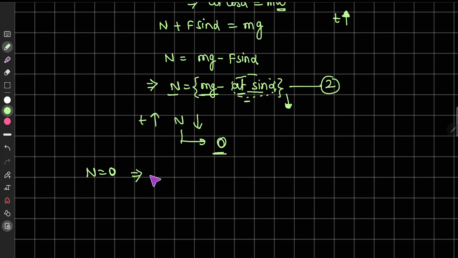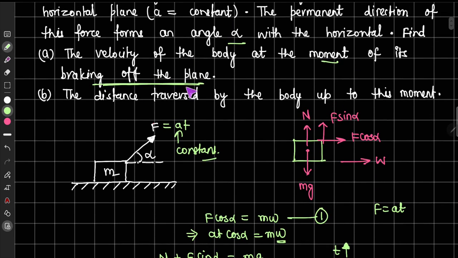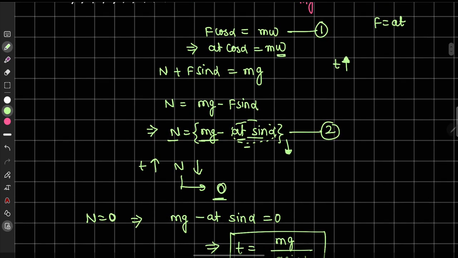At that time moment we can write m g minus a t sin alpha is equal to 0, and from here t is equal to m g divided by a sin alpha. So this is the time moment at which it is breaking off the plane.